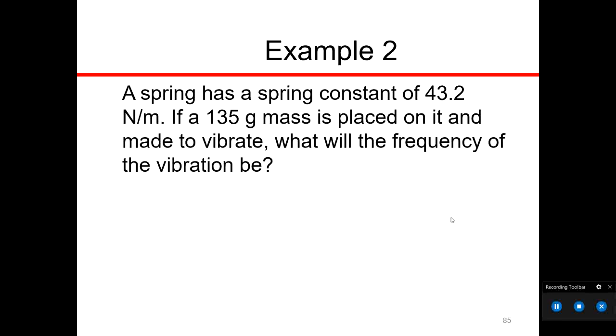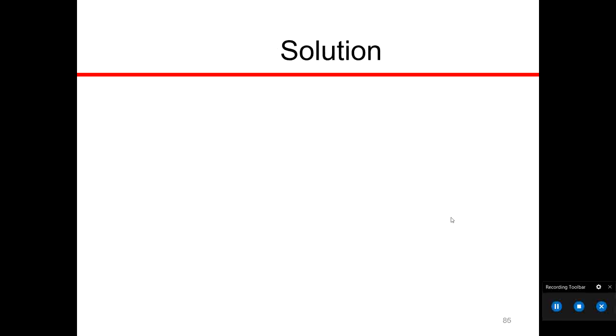So a spring has a spring constant of 43.2 newtons per meter. If a 135 gram mass is placed on it and made to vibrate, what will the frequency of vibration be? So our spring constant is 43.2 newtons per meter. Our mass that we're hanging and oscillating is 0.135 kilograms. And we need to find the frequency of oscillation.